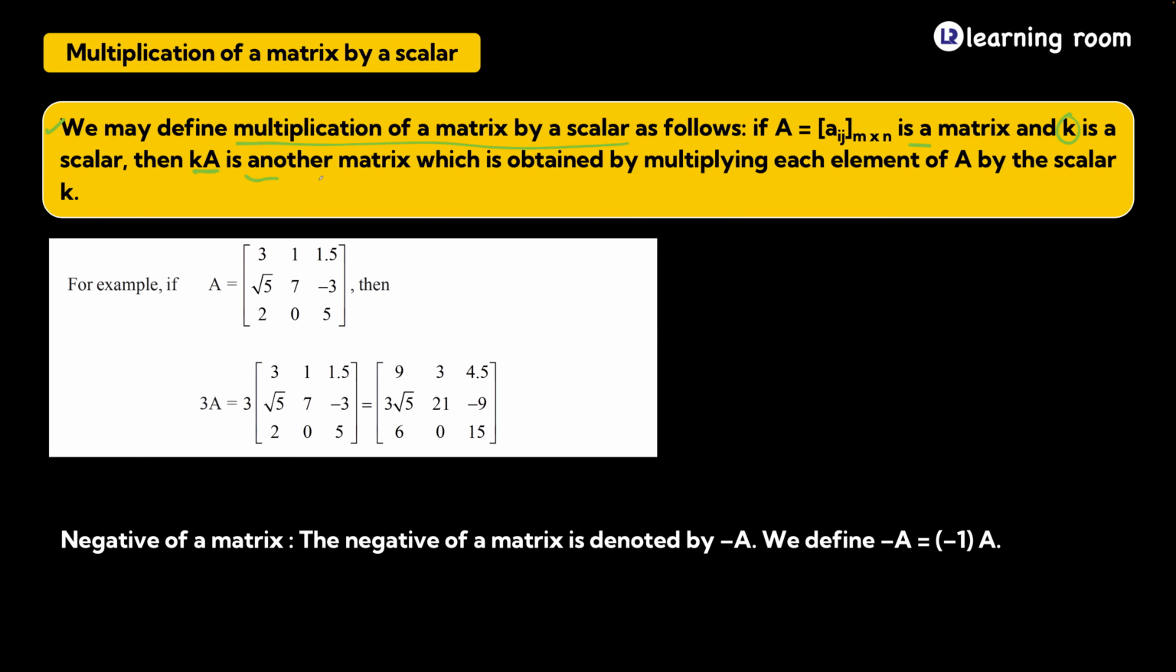So k into A is another matrix which is obtained by multiplying, this is the most important thing, multiplying each element of A by the scalar k. Don't forget this. I'm repeatedly stressing this point because I've seen many of them making mistakes in the final exams. Now you will feel like you have understood, but when it comes to the combination of matrices and determinants, confusion will start. So please underline these things.